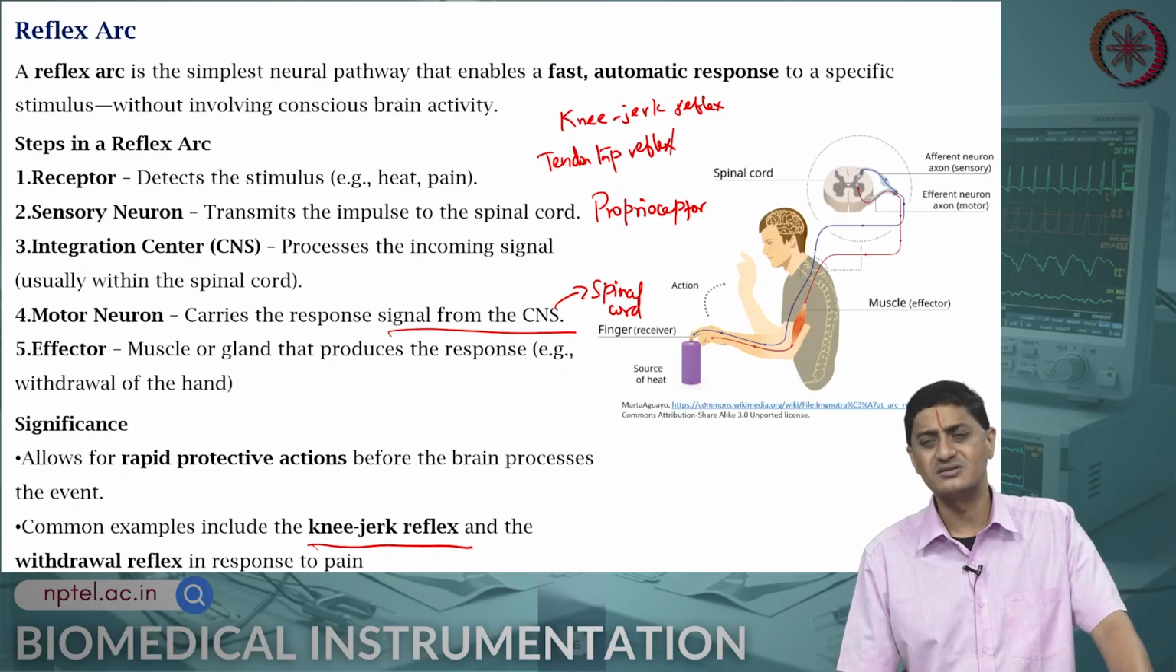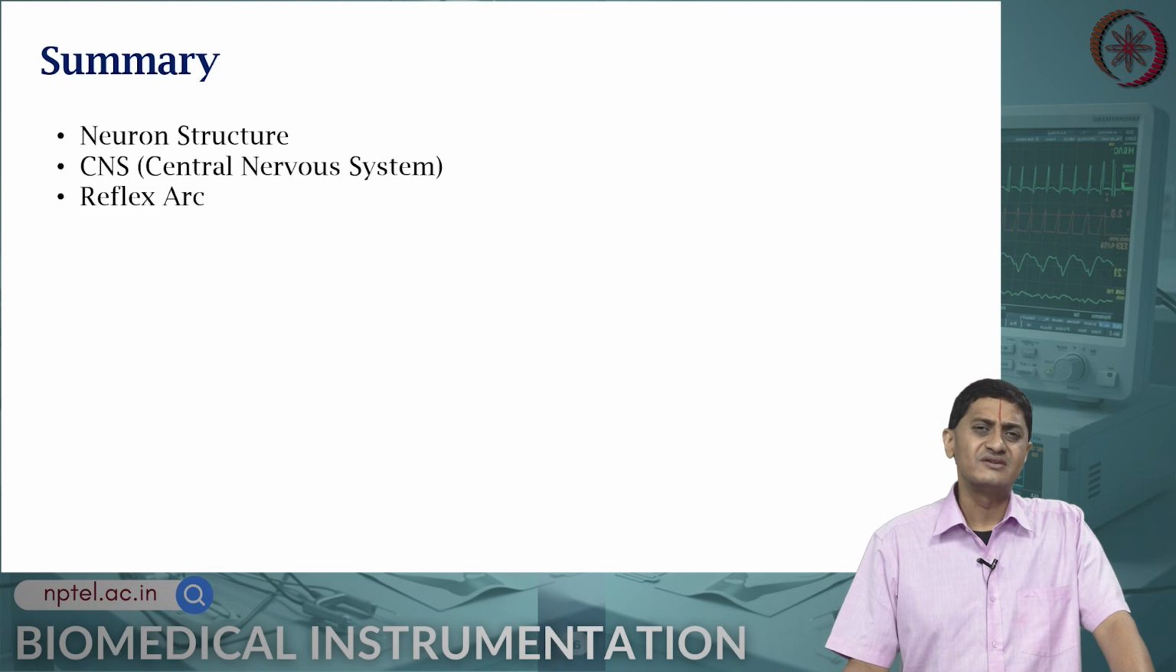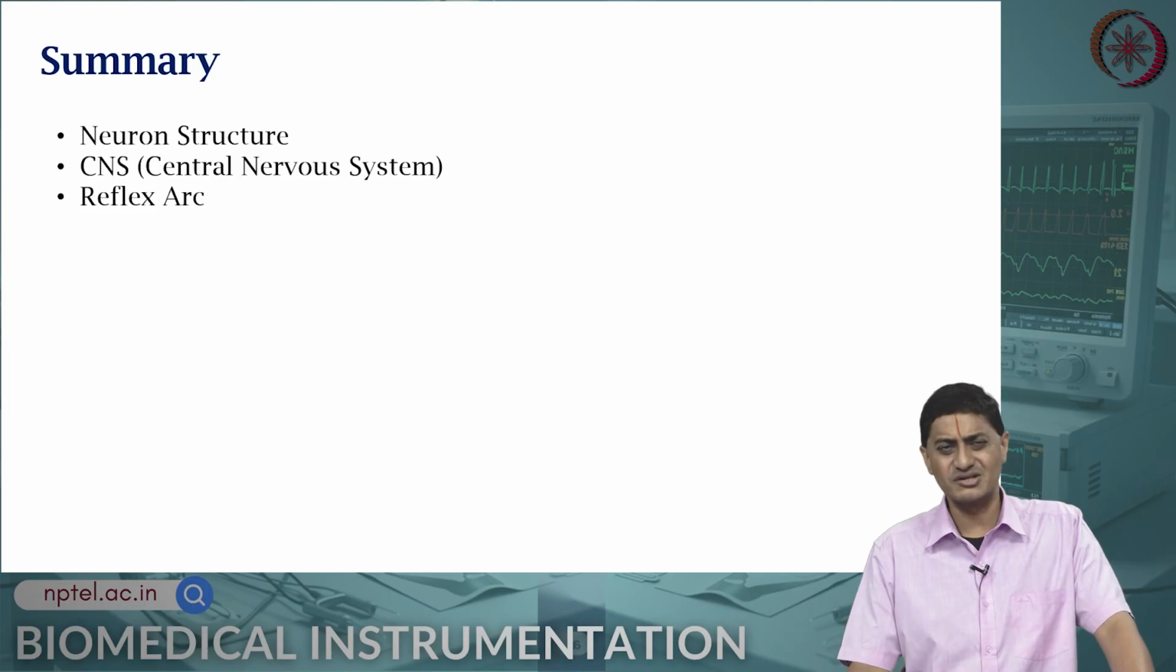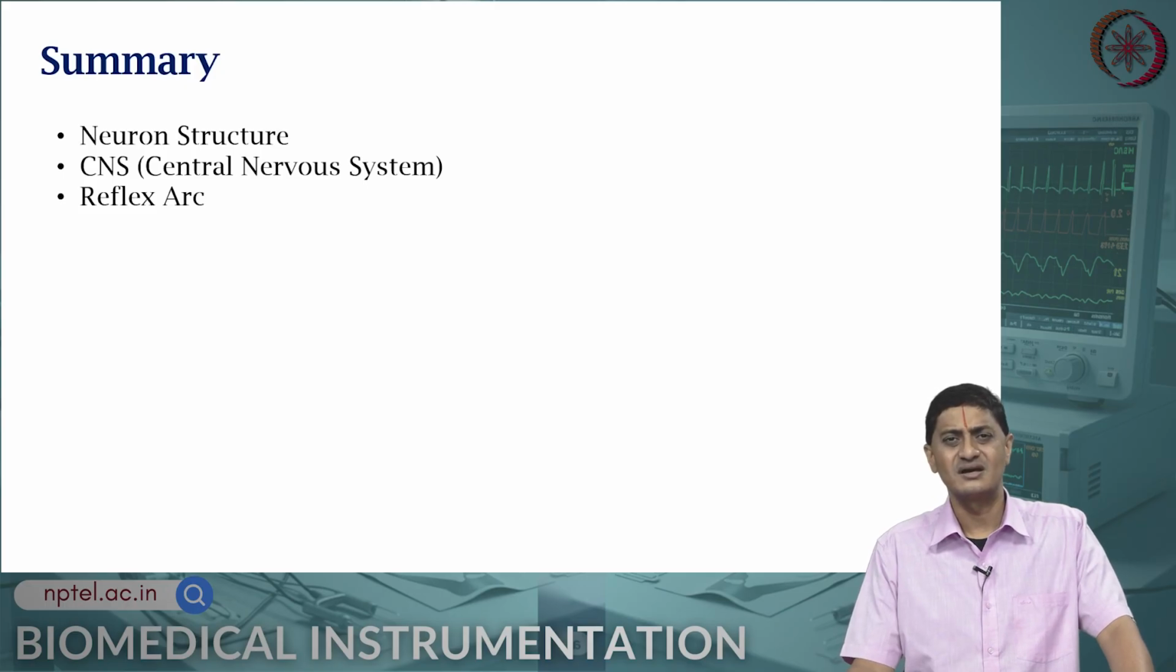So, with this we come to the end of this video. In this video we looked at the typical structure of a neuron, what the central nervous system is, and we defined the reflex arc. With this we end this video.